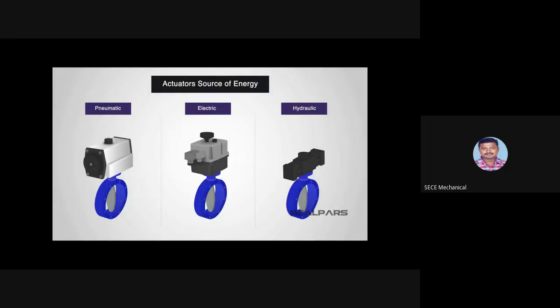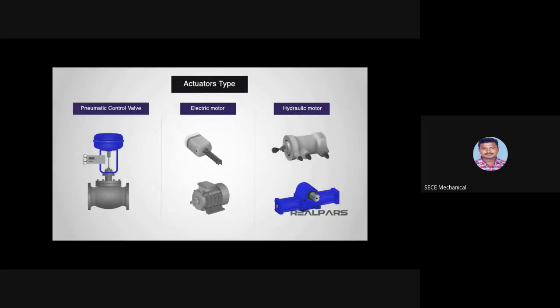An actuator receives a source of energy and uses it to move something. In other words, the actuator converts the source of energy into physical mechanical motion. That source of energy can be in three different forms: pneumatic, electric, and hydraulic. Typical actuators in the industry include pneumatic control valve, electric motor, and hydraulic motor.